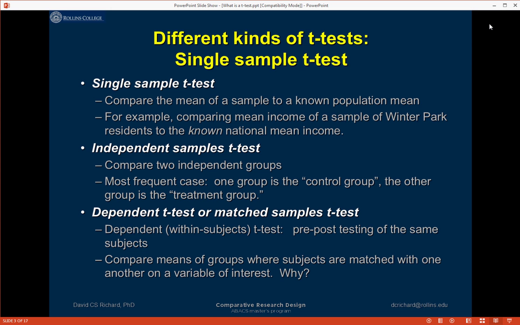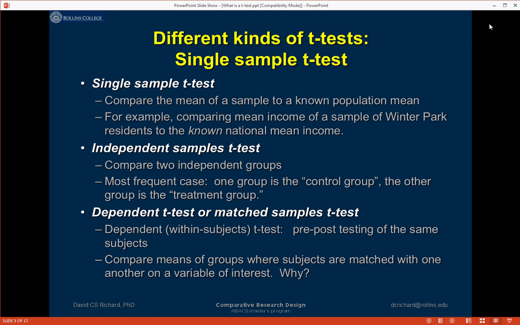Now, why would you want to match? The reason is to eliminate a potential confounding variable for the results. If the two groups, control group and experimental group, are matched on age, then the mean age for the two groups will be exactly the same.